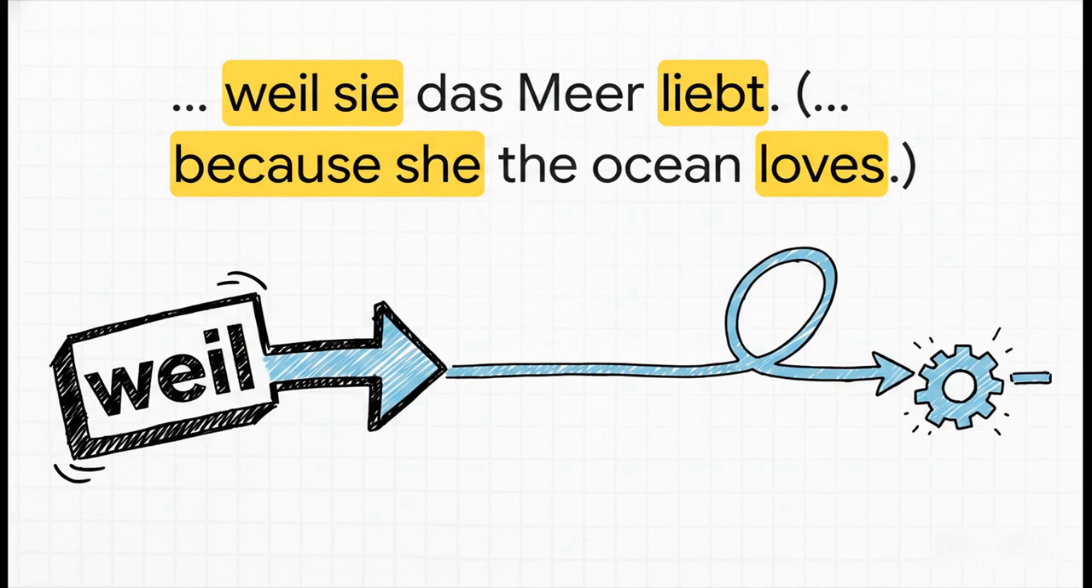Now watch what happens when we just swap out that because for another one. This time, we're using weil. But look what it does to the verb liebt. It gets launched all the way to the very end of the clause, weil sie das Meer liebt. So what's going on here? How does weil get the power to just banish the verb to the end?